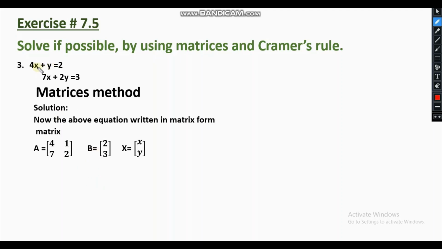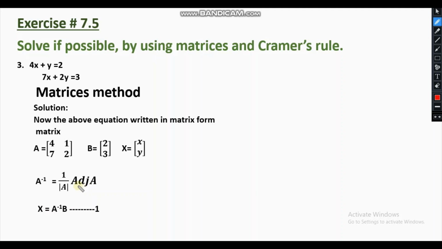The first column has the coefficients of x, 4 and 7. The next column has the coefficients of y, 1 and 2. The right side values, 2 and 3, are represented by the capital letter B, and X is the variables x and y. Now we will find these values by the same method. First of all we find the adjoint, so we can find the inverse. So in equation 1, X is the inverse of A times B.